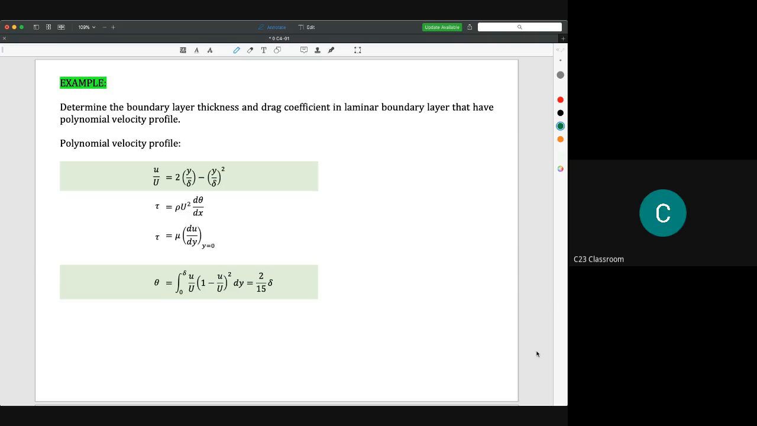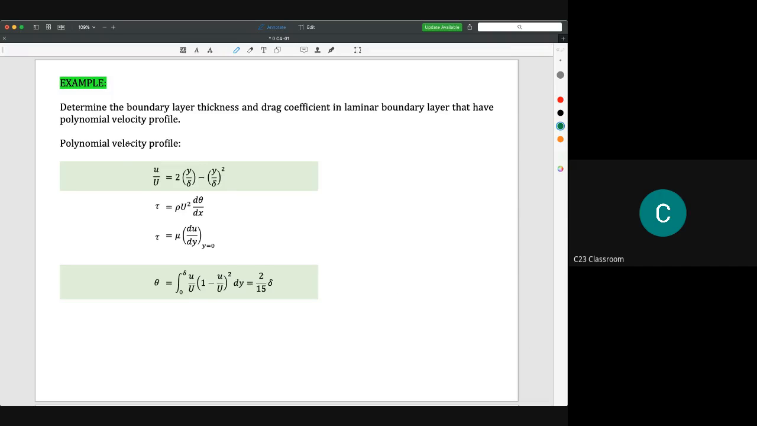Waalaikumsalam. Okay, so we have this example, and this example will show you the final answer of drag force and drag coefficient. Our aim now is to get the drag force and the drag coefficient. From this example, I will show you how to get that from the von Karman equation and other parameters.